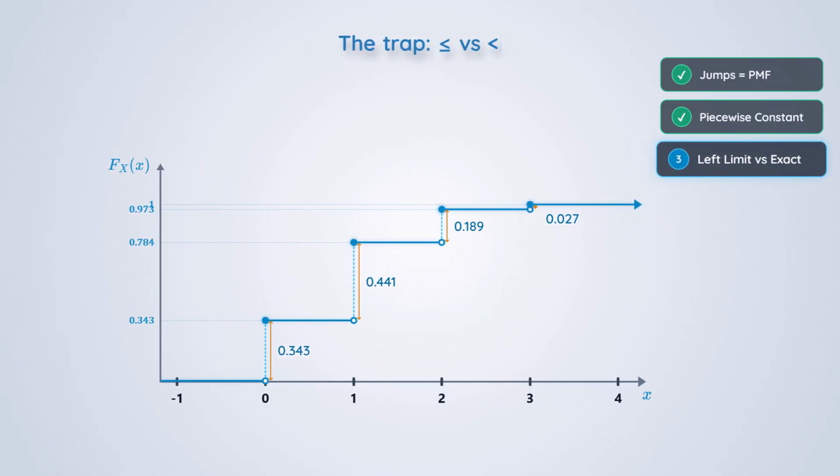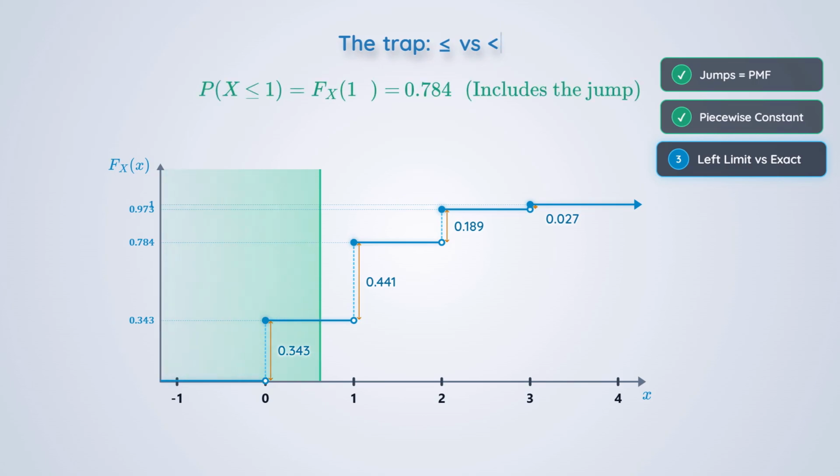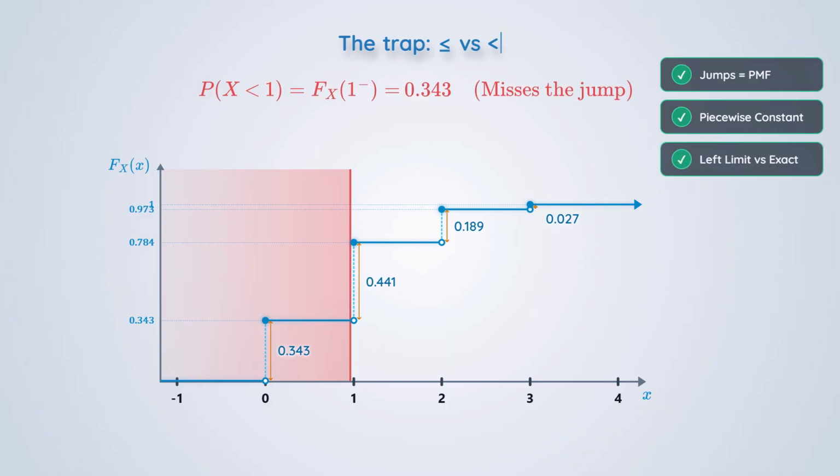Less than and at most are 2 different questions. X at most 1 is f of 1, 0.784. That includes the jump at 1. But strictly less than 1 stops just before it and misses that jump entirely. 0.343. The gap between them is that 1 point's mass, nothing more. In a continuous world, one exact value has no probability at all. Here, it carries real weight, and that is why the staircase jumps.